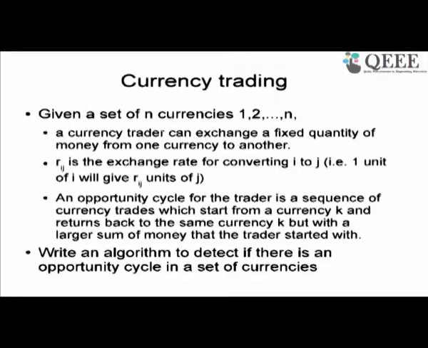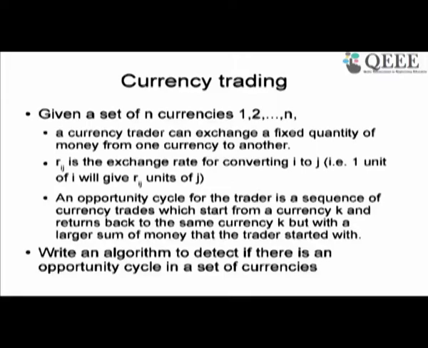He can convert rupee to dollar. So if you convert rupee to dollar, how many dollars will you get? Today, I don't know, a dollar is 60, every day it keeps changing, 67 rupees I think it is now. So 1 rupee will give you 1 by 67 dollars. So R_ij is 1 by 67.